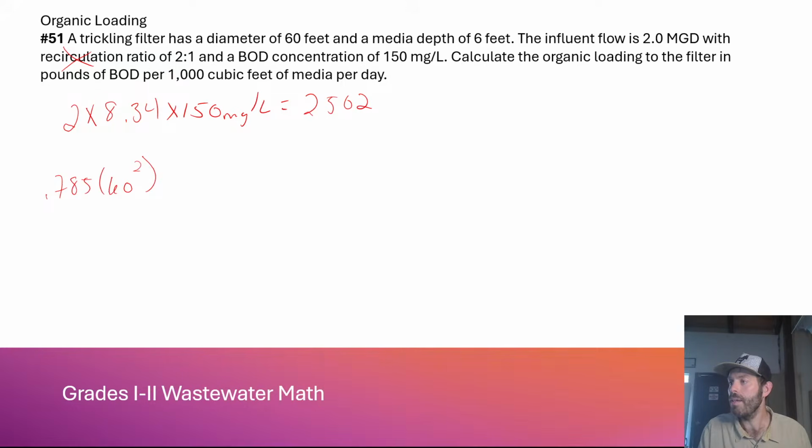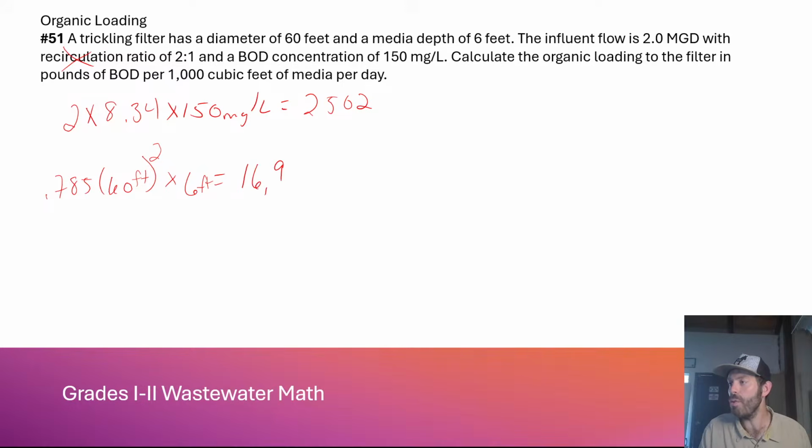Diameter squared times 6 feet. So this is feet. Actually, let me be accurate here. The exponent's on the outside of the parentheses. So what you would do is parentheses first, 60 times 60 times 0.785 times 6 feet should give me 16,956 cubic feet.